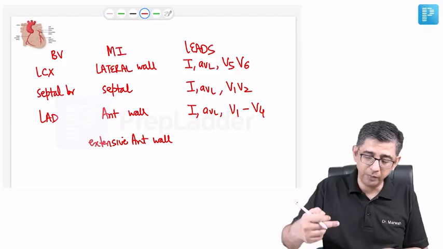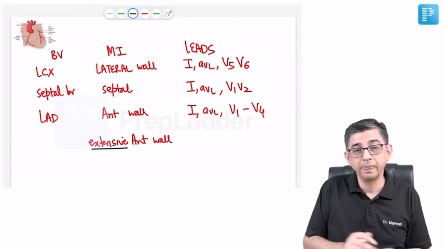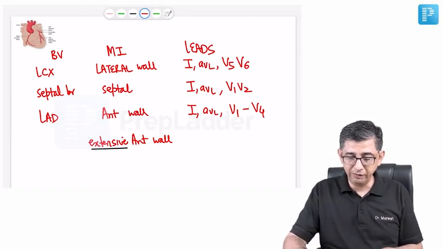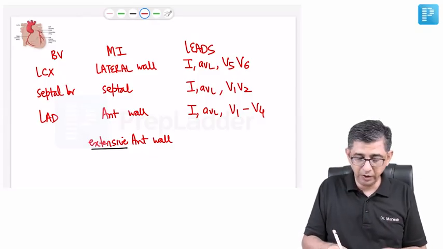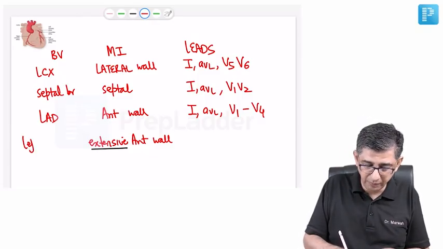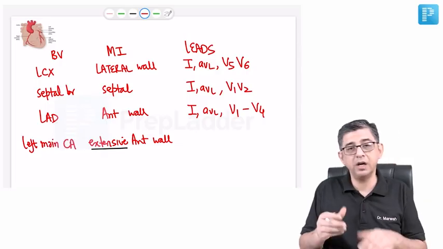So we talk about lateral wall MI, septal MI, anterior wall MI. If the word extensive is a prefix in the question, then don't answer it as left anterior descending artery. Your answer would be given as left main coronary artery. It is the left main coronary artery, which I would put like this.